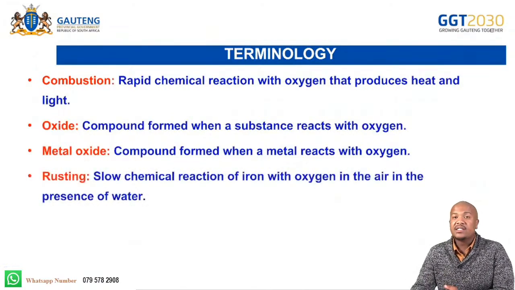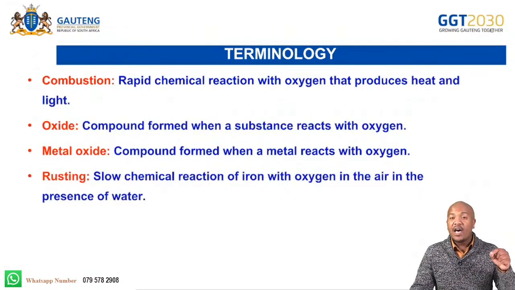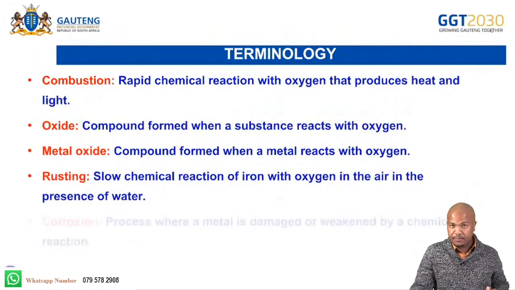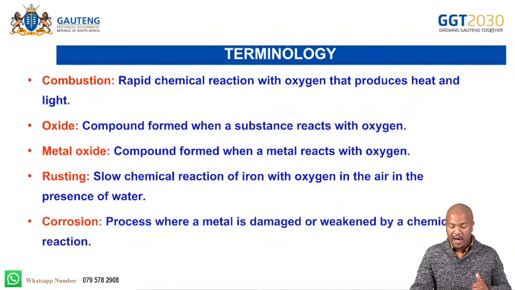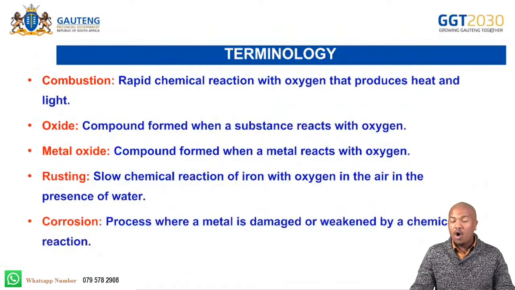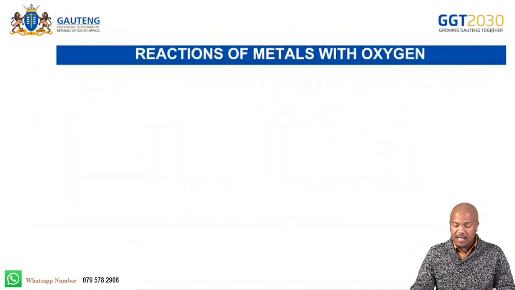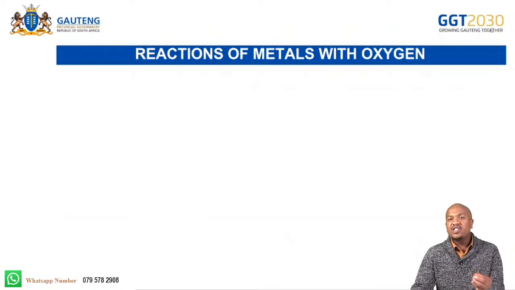Then we have rusting, which is the slow chemical reaction of iron with oxygen in the air and in the presence of water. Then we have corrosion, which is a process where steel is damaged or weakened by a chemical reaction. That's all for our terminology. Now let's get on to our main meal for today: reactions of metals with oxygen.